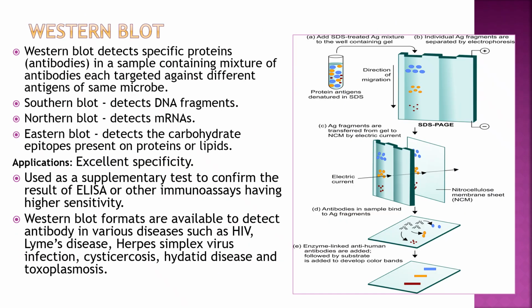Western blot detects specific proteins in a sample containing a mixture of antibodies. Southern blot detects DNA fragments. Northern blot detects mRNA. Eastern blot detects carbohydrate epitopes on proteins or lipids. Application: supplemental test for HIV.